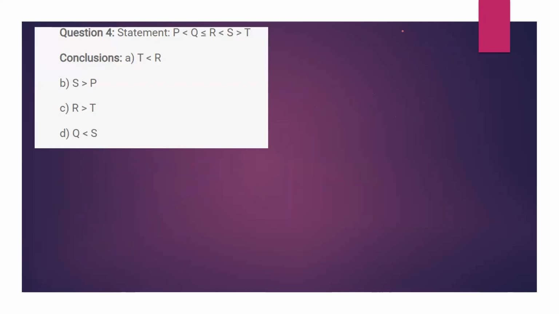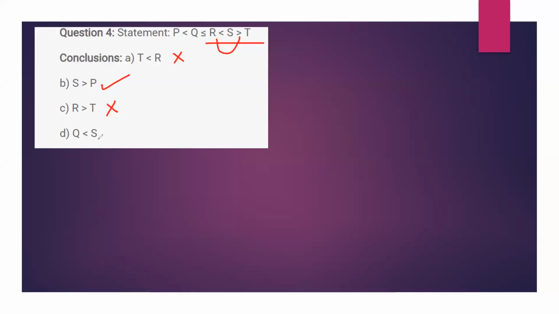Now, next question. T is greater than R. Just see, both the statements are opposite. Cannot conclude. S is greater than P. Correct. R is greater than T. Now you see R and T are both opposite, cannot be true. Now you see this statement, Q is less than S. If we conclude here, this also holds true, right? Let's go to the next one.